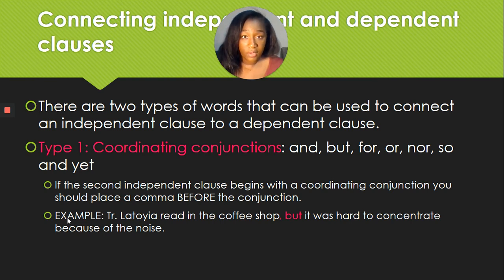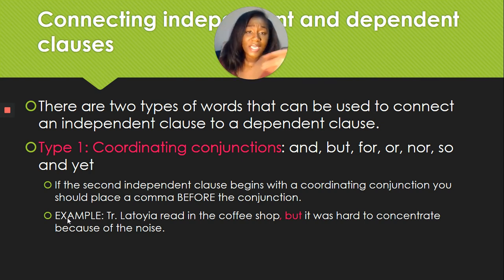That's just to separate it, okay? For example, teacher Latoyia read in the coffee shop, comma, but it was hard to concentrate because of the noise, right? So teacher Latoyia read in the coffee shop. That is an independent clause. It's a complete thought. I'm the subject, teacher Latoyia. What did I do? I read in the coffee shop. I could put a period at the end of that and it would be a complete thought.